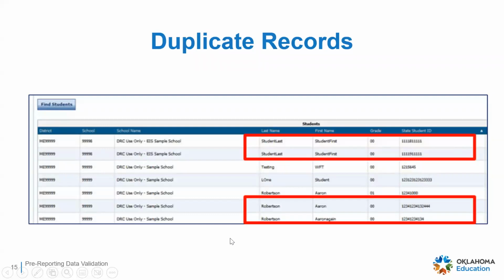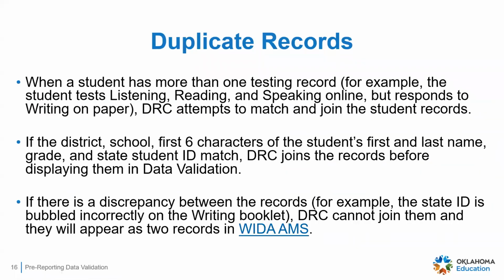So to correct that, when a student has more than one testing record, for example, the student took listening, reading, and speaking online, but did writing on paper, they could potentially have two test records. So DRC is going to attempt to match those records. We want to make sure that the district, the school, the first 6 characters of the student's first and last name, their grade, and their state student ID match. As long as those match, DRC can automatically join the records and will display them as one record in WIDA AMS.